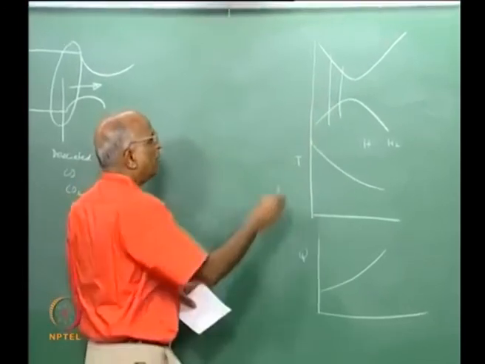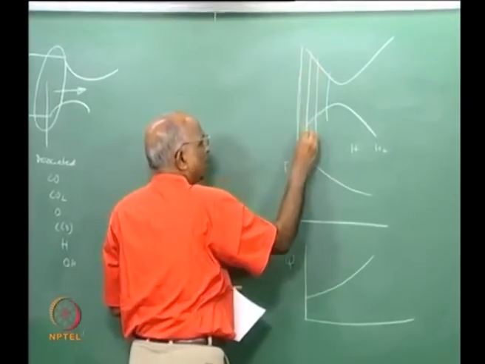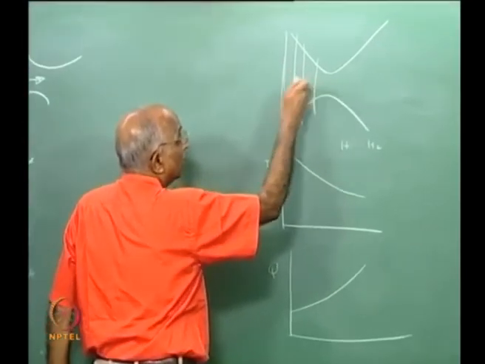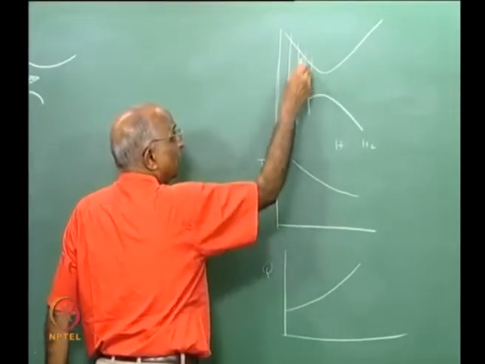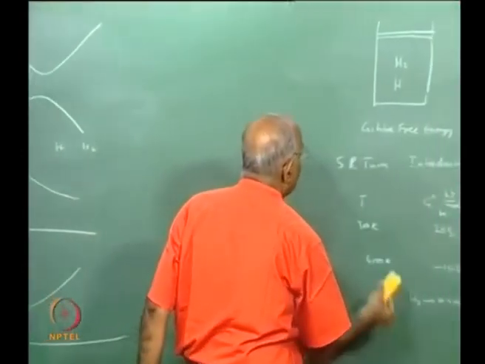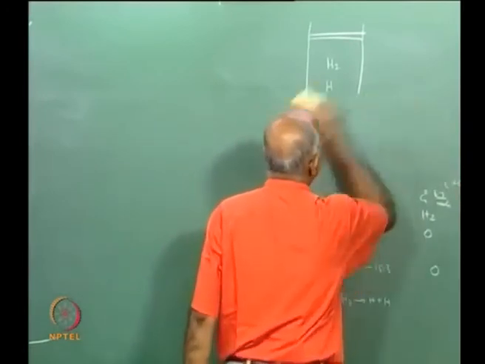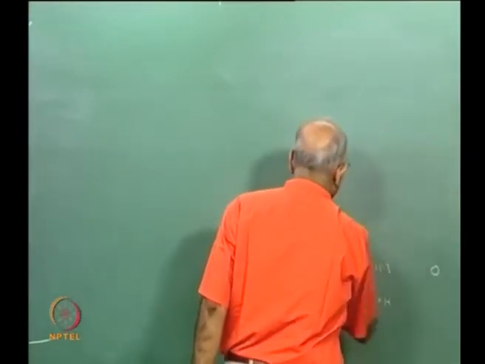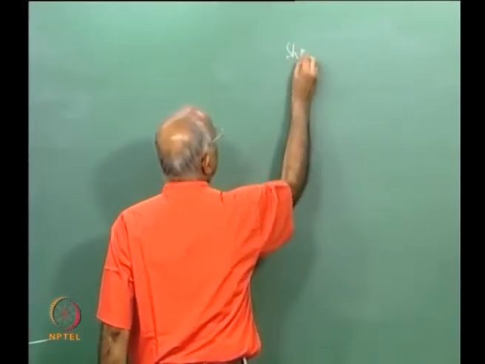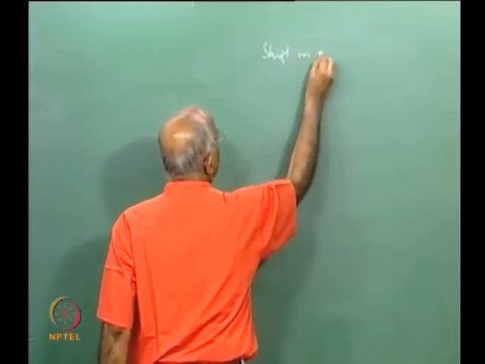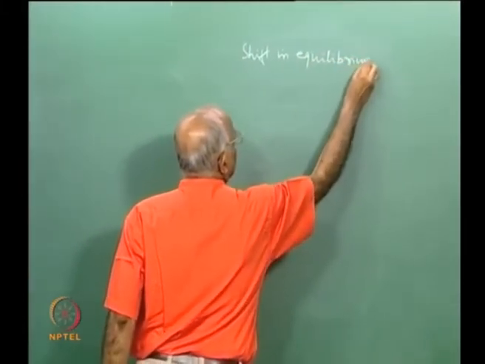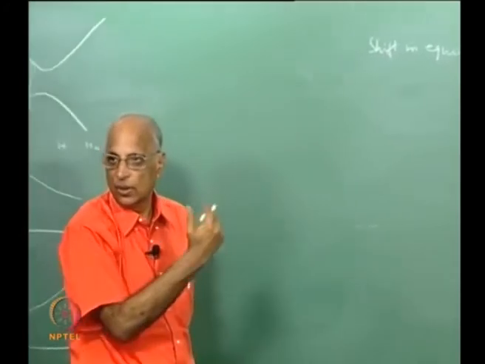each point. At this point I get all dissociated, here I get the equilibrium which is not that much dissociated, here I get equilibrium which is still not dissociated. In other words, what is it I get? I get a shift in equilibrium as the flow takes place in a nozzle, right.